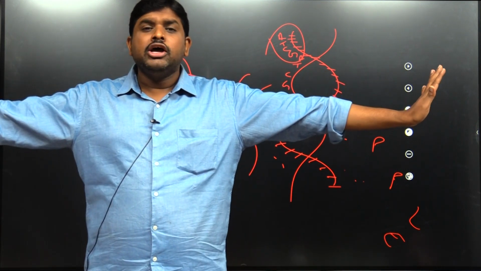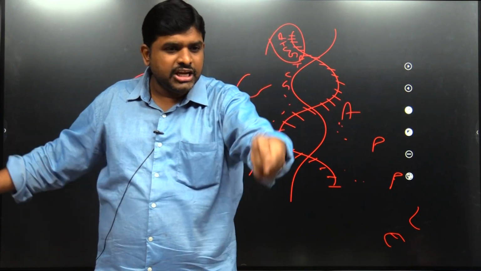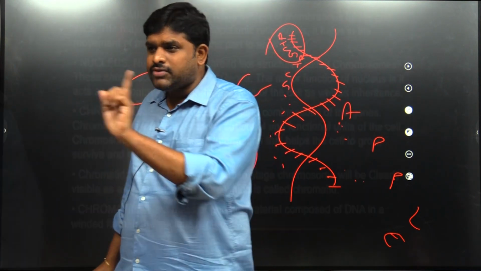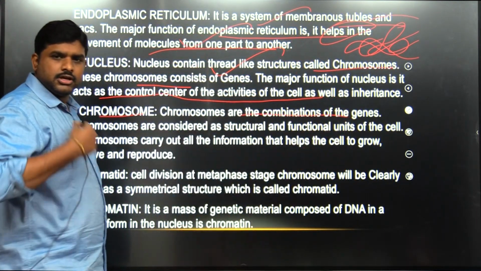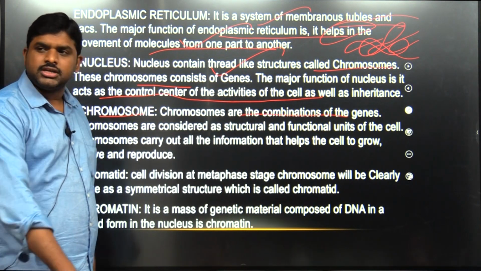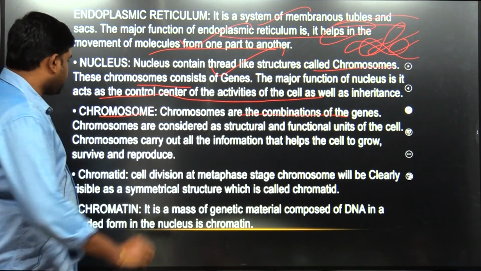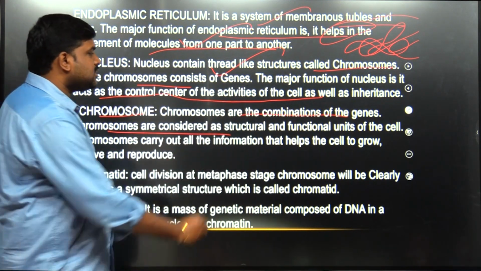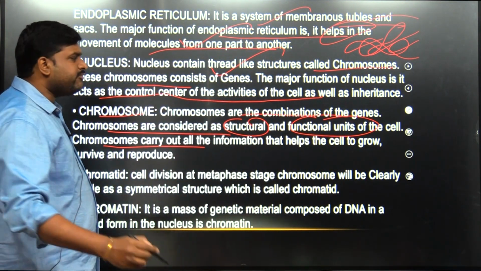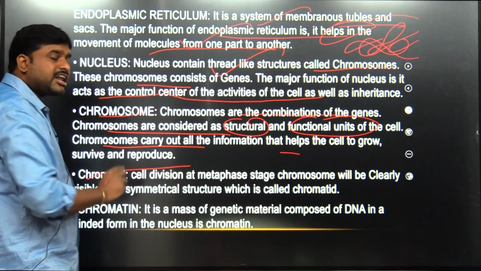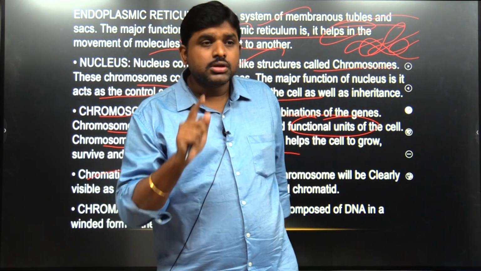Generally we say the chromosome will give the order for the functioning of the cell. In reality it is the gene which is giving the order for the functioning, and chromosomes are the combinations of the genes. That combination is called a chromosome, or a combination of DNAs is called a chromosome. Chromosomes are considered the structural and functional units of the cell. Chromosomes carry all the information that helps the cell to grow, survive and reproduce. The chromosome is responsible for the cell to grow, survive and reproduce.